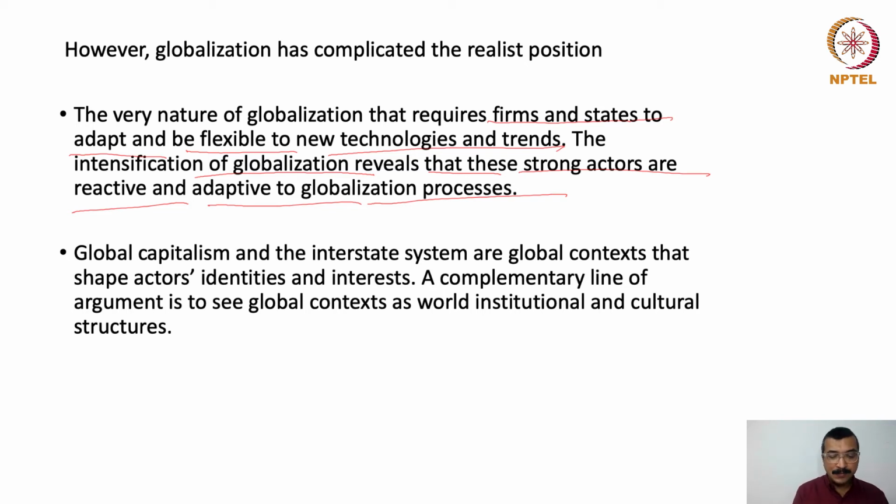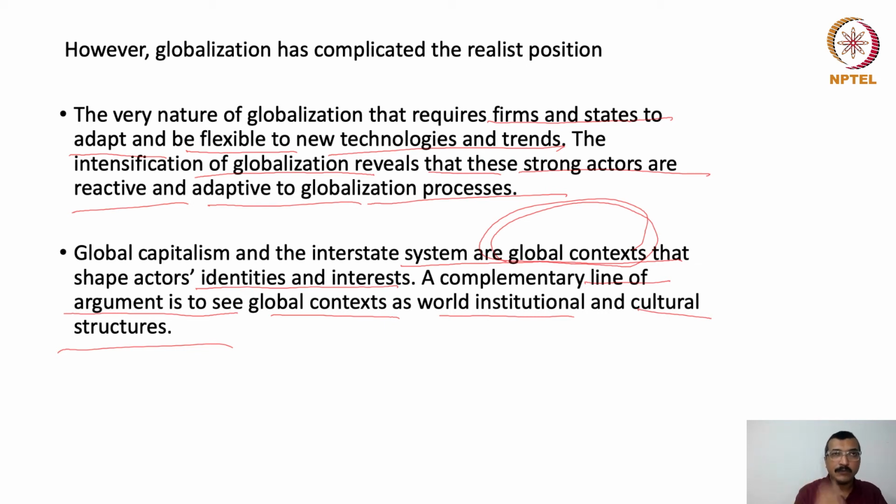So global capitalism and the interstate systems are global contexts that shape actors' identities and interests. A complementary line of argument is to see global context as world institutional and cultural structures. So this term, global context, is something very important that George Thomas highlights. So what is this global context? Global context would be a complex combination of a host of geopolitical, economic, cultural and social scenarios, which is simply beyond the reach of any given country or any given strong player in that sense.